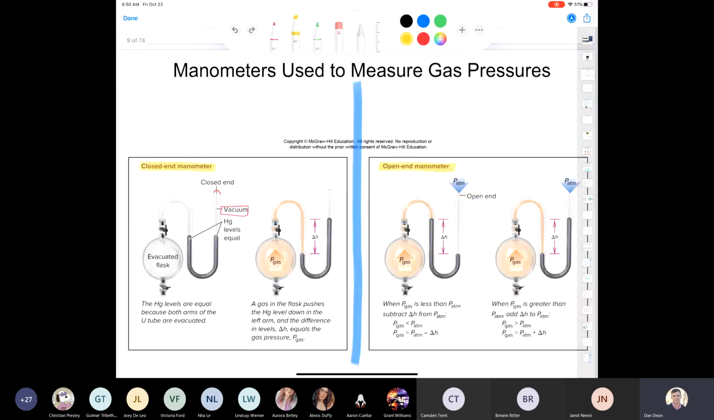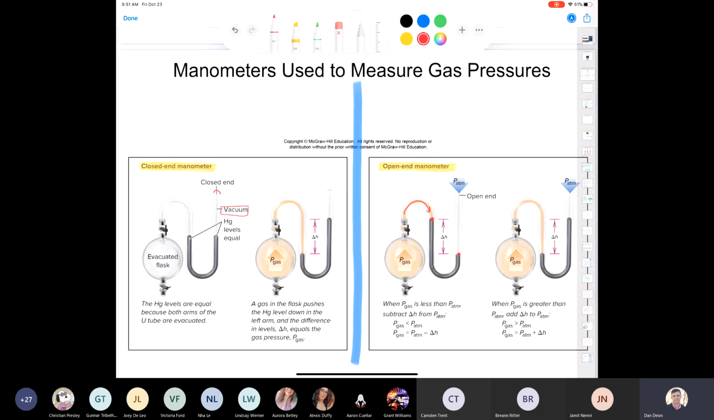If you introduce a gas into the bulb, it's going to start pushing on the mercury, right? But if the height of the mercury is higher on the side where the gas is compared to the side where the atmospheric pressure is, that tells you that the pressure of the gas is less than atmospheric pressure, right? So in order for you to calculate the pressure of the gas, you have to take the height of the column of mercury and subtract that from atmospheric pressure.